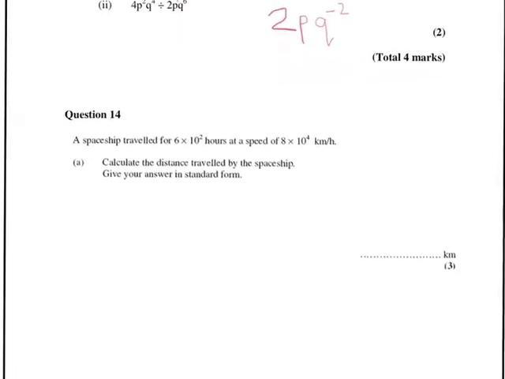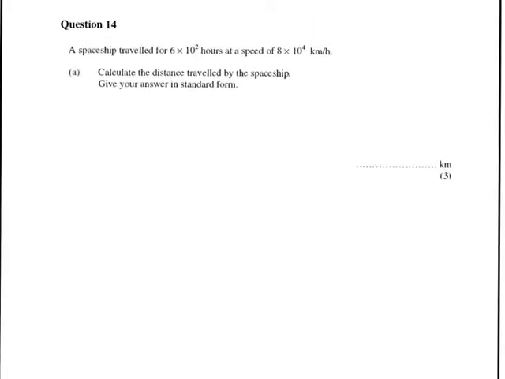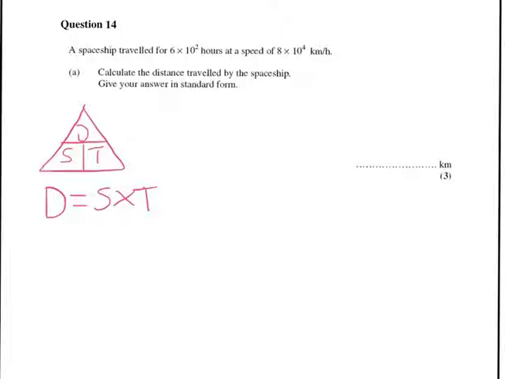Alright, now we've got a standard form question, question 14. If we're doing distance, that's actually speed times time. If we use our little speed, distance, time triangle, distance equals speed times time. So what we need to do is multiply these two standard form numbers together. So we've got 6 times 10 to the 2 multiplied by, this is one whole number, 8 times 10 to the 4.